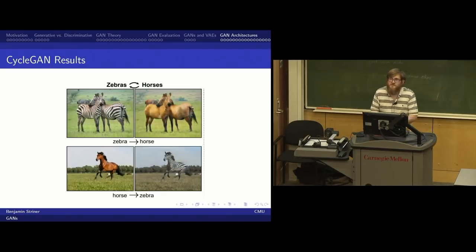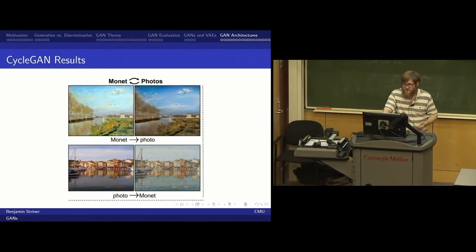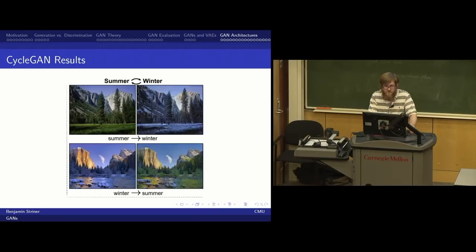Crazy stuff like this. Really cool images. You can translate zebras into horses and horses back into zebras. Pretty cool. You can translate Monets into photos, and you can translate photos into Monets. You can translate winter into summer and summer into winter.